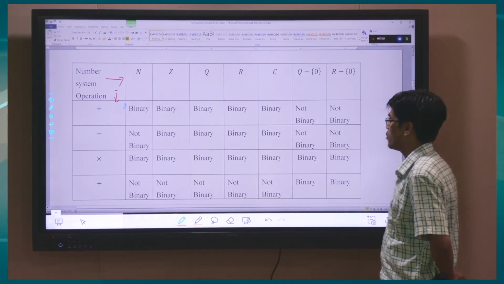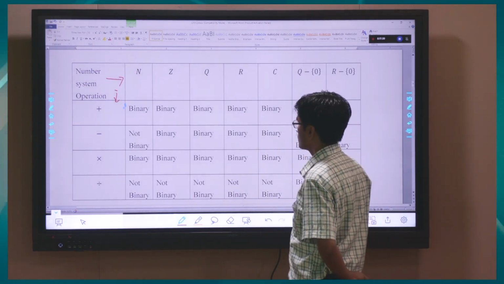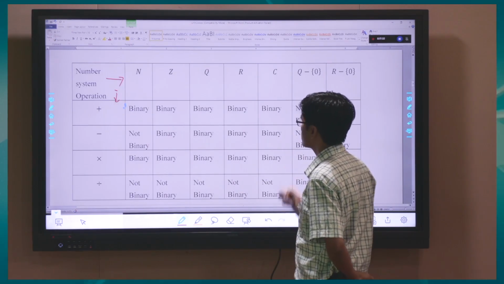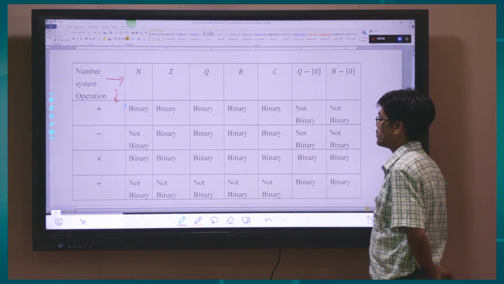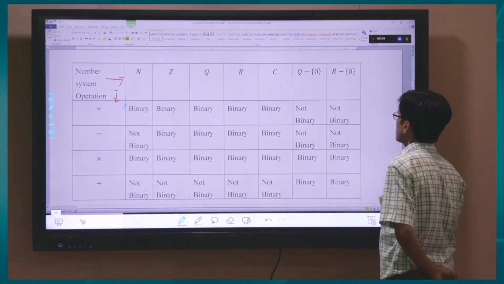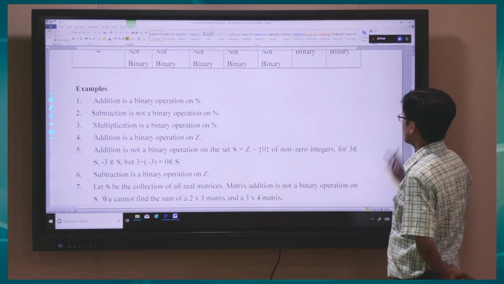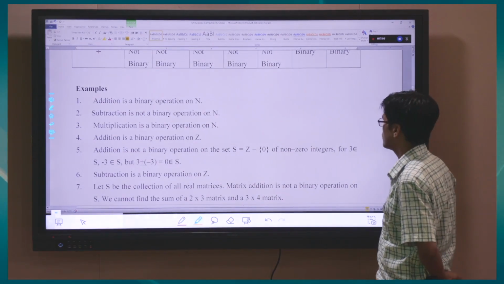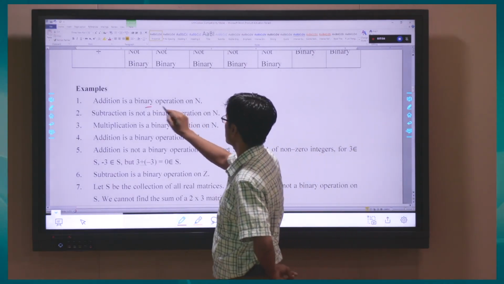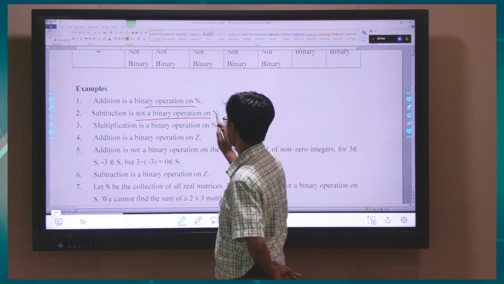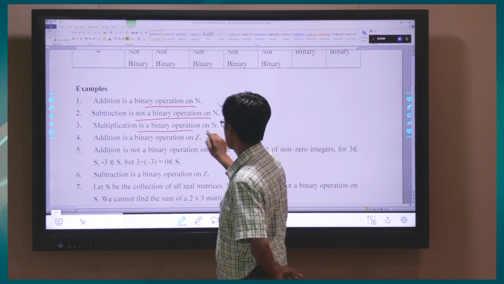These are the 4 operations on different number systems. So in case of some number systems these are binary operations, and in some number systems some operations are not binary operations. So here are some examples of binary operations, already discussed in the table. Addition is a binary operation on N. Subtraction is not a binary operation on N. Multiplication is a binary operation on N.